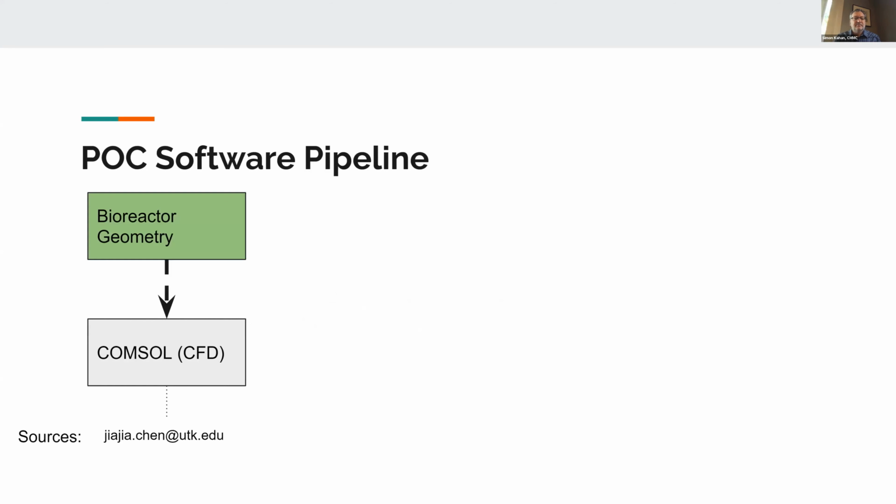So next slide, please. To begin with, we have this bioreactor geometry, which is generated by some domain expert, who creates a beaker or whatever that bioreactor might be, a tube, and feeds that into COMSOL. Next slide.